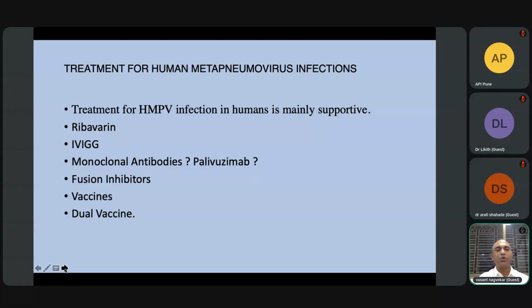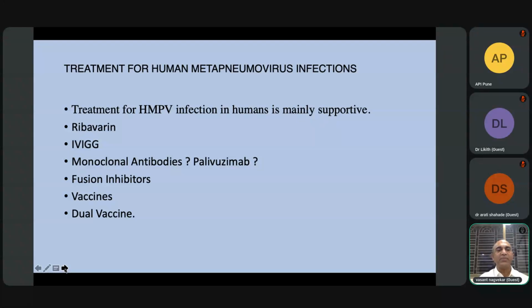What about monoclonal antibodies? They're all experimental, and there is one, MAB 832 and 834, which has been experimental but not promising as such. What about palivizumab, which works beautifully in respiratory syncytial virus infections as a prophylactic for children? It has got no role for human metapneumovirus. Though both are cousins, palivizumab does not cover human metapneumovirus.